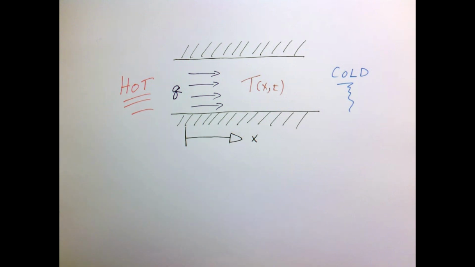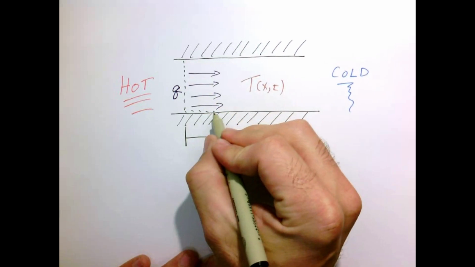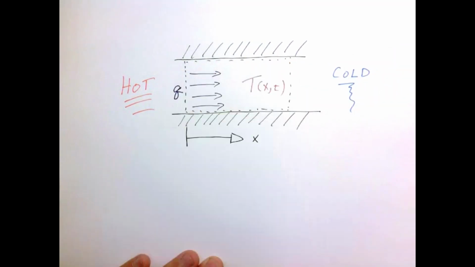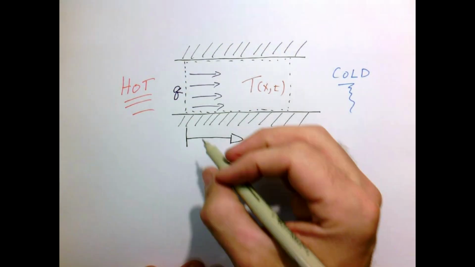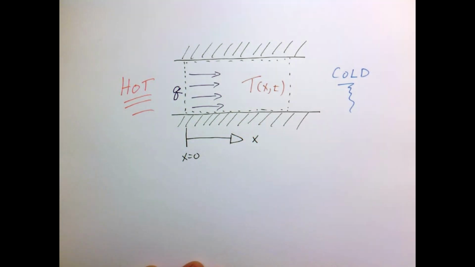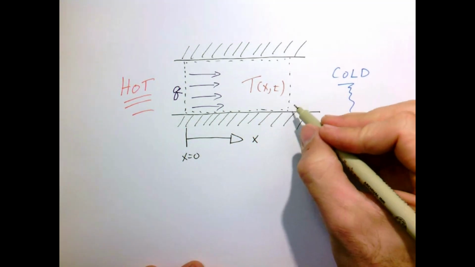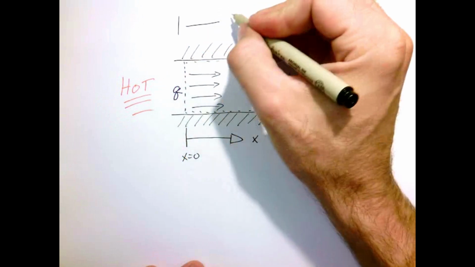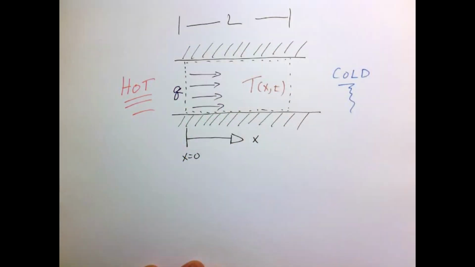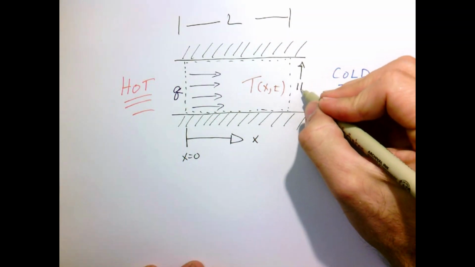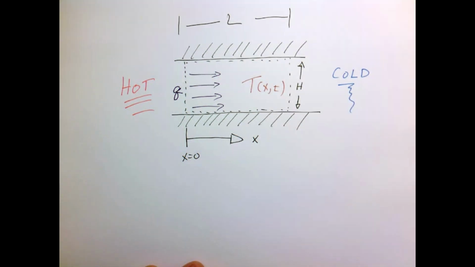So we want to describe the heat flow and the temperature of this object as, say, for example, we increase the temperature on the left or something along those lines. So what we need to do is we need to draw a little box. This will be what we call our control volume. So we'll just arbitrarily define this point as x equals 0, and we'll define the length of this to be length L, and the height to be h.